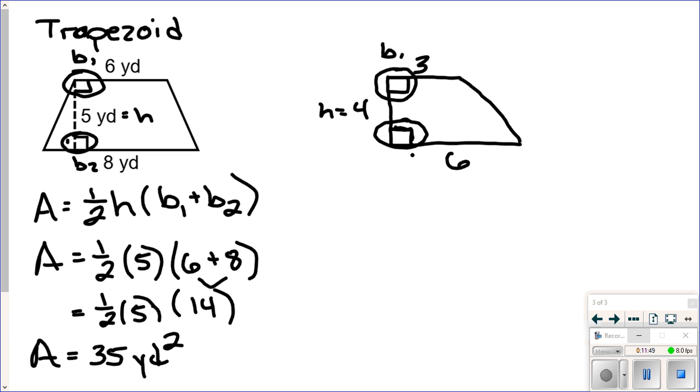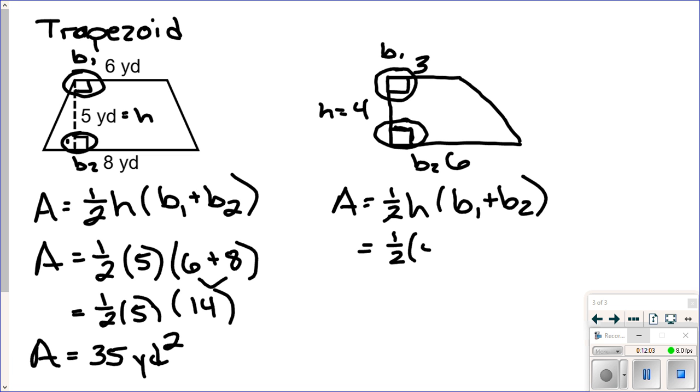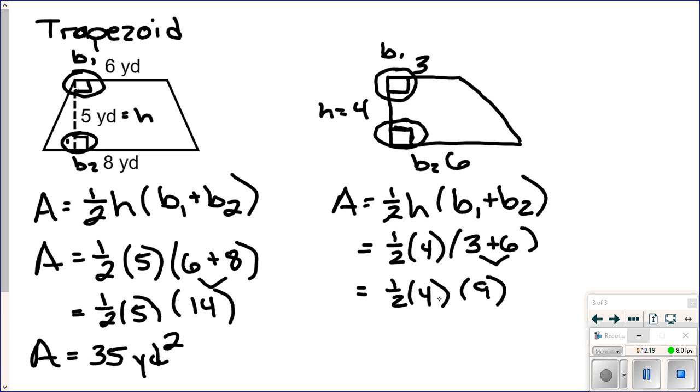So I'll label one of these B1 and one of them B2, and we'll just plug them into the formula. 1/2 times the height times B1 plus B2. So that would give me 1/2 times 4 times 3 plus 6. And again, make sure you follow order of operations and do the parentheses first. So I have 1/2 times 4 times 9. So 9 times 4 is 36. Divide that by 2, and you'll get 18. And I didn't put any units on there, so we don't have any units here.